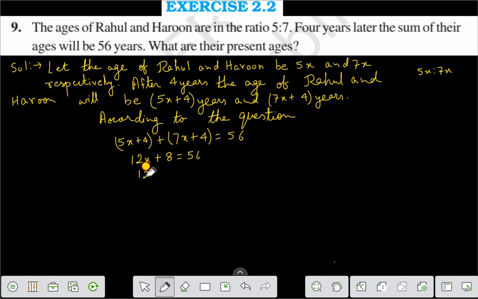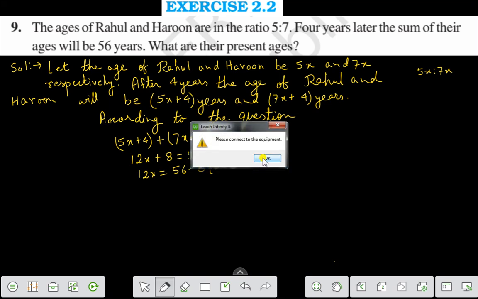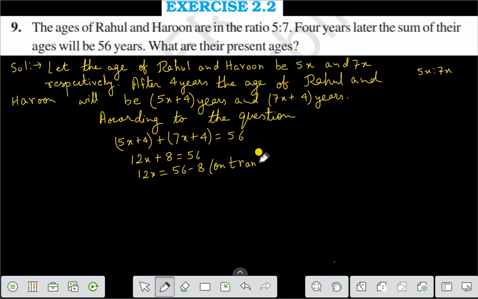Or 12x is equal to 56 minus 8. On transposing, right? Then we are getting 12x is equal to 56 minus 8, that is 48.